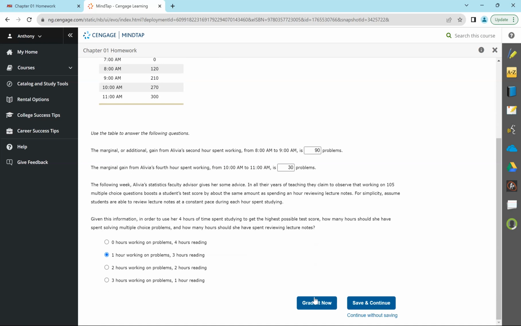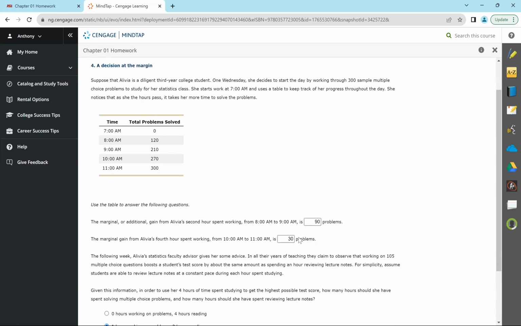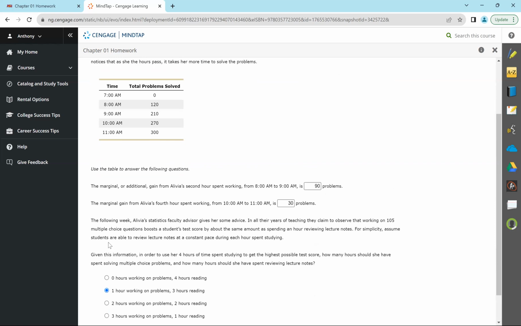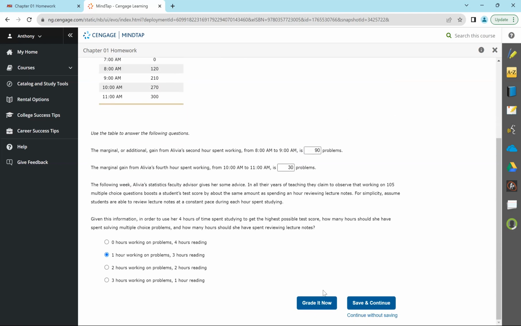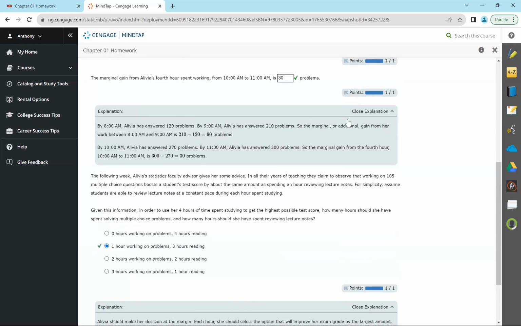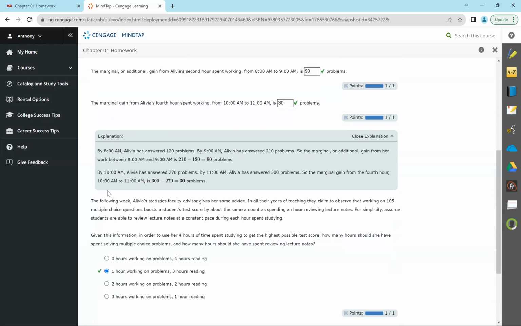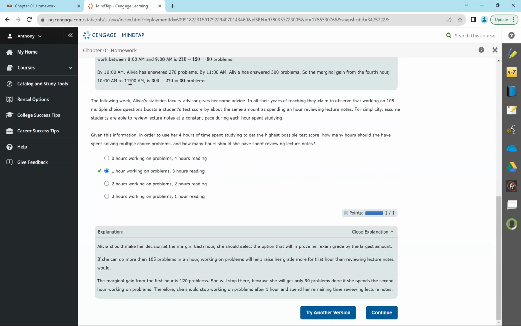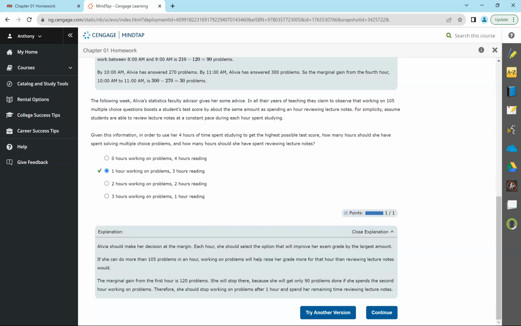The other thing that you could do, because it's keep the highest, is you could not answer any, you could just leave all these blank. And then when you grade it now, it gives you the explanation. You could screen capture all that and try to reverse work it out. It's up to you though. If you can't find it on Chegg, you could do that. The explanations are actually really good in this Cengage. I actually think they're excellent. It's exactly what we did, 210 minus 120, 300 minus 270, and so on.